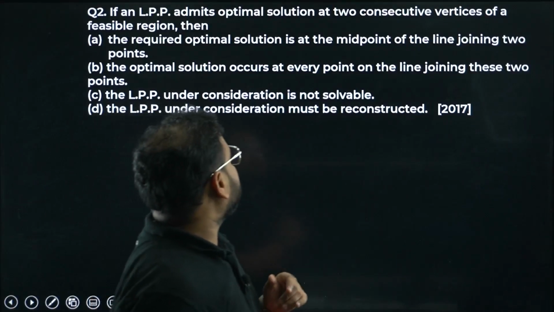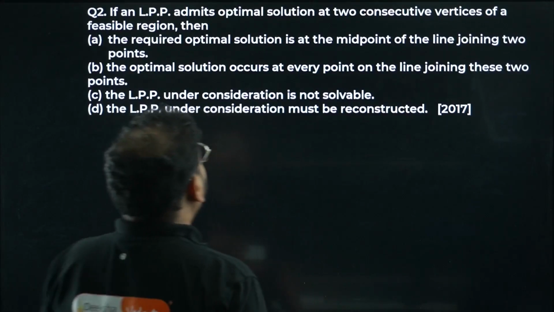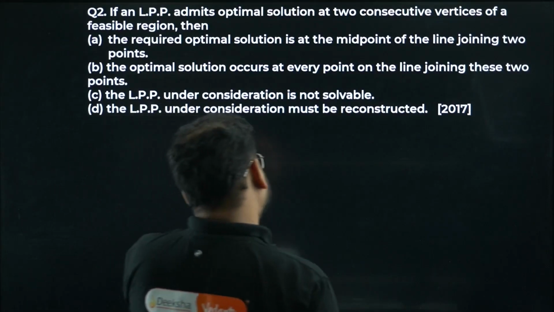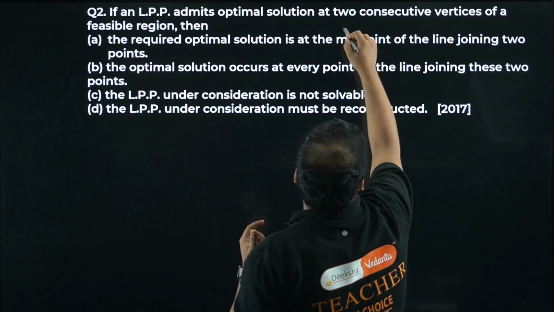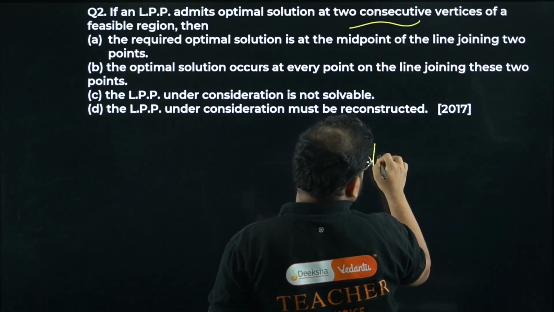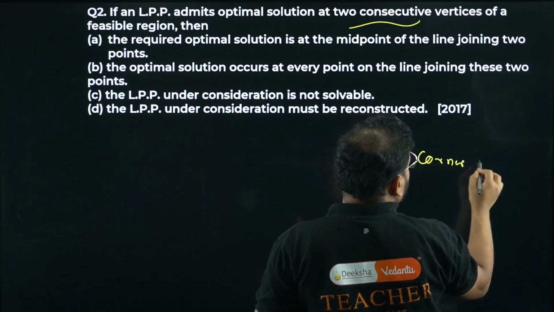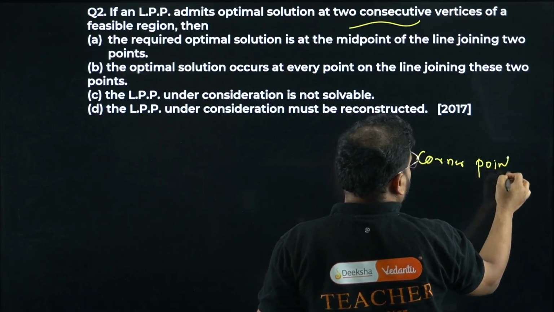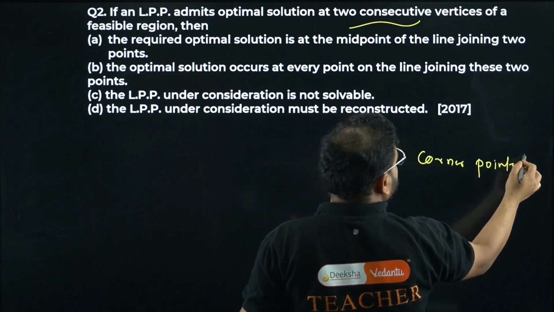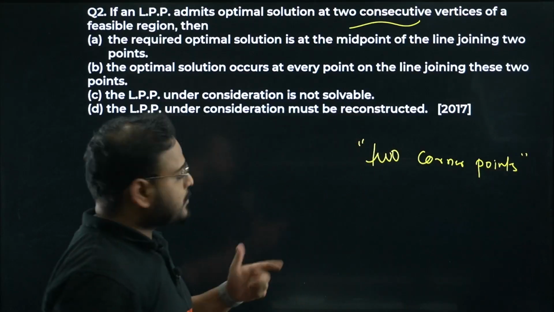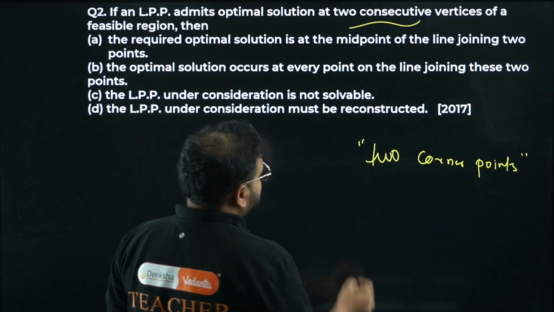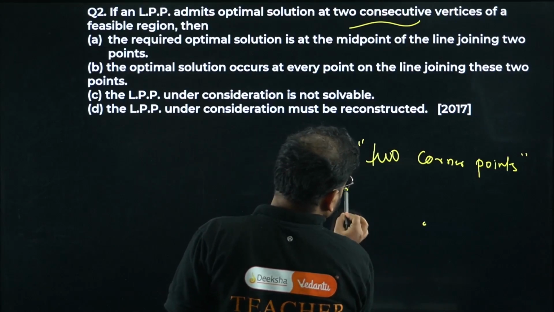Question number 2: if an LPP admits an optimal solution at 2 consecutive vertices of a feasible region, basically they're talking about 2 corner points, right? So we are talking about the optimal solution occurring at 2 corner points. It means, let's say I have a line like this now. So this is the point.